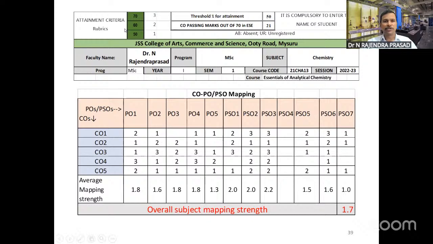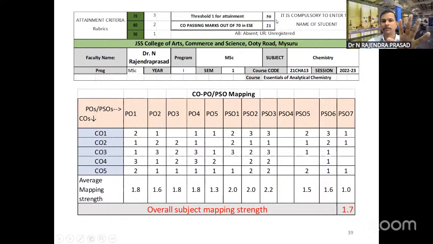The basic details you see here. Threshold for attainment, 50%. Say there is one question related to CO1. There are 50 students. If at least 50% of the 50 students, that is 25 students, have passed in that CO1, that is the threshold. At least a minimum of 50% of the students have to fulfill that CO1, then that CO is attained.